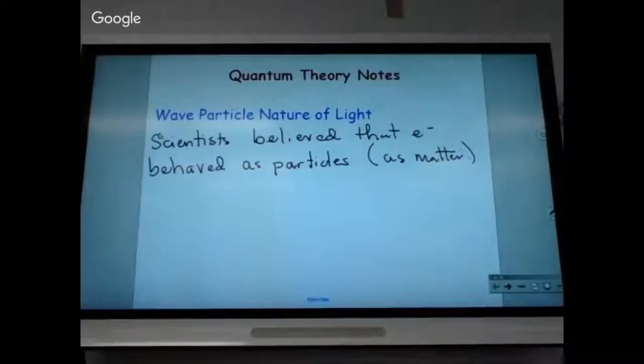All right? Now, scientists believed that electrons behaved as particles. And I put as matter there, so I want you to think about it. Think about a BB or a marble. You guys know what that looks like. You can relate to that. That's sort of the way they believed electrons behaved at this time.